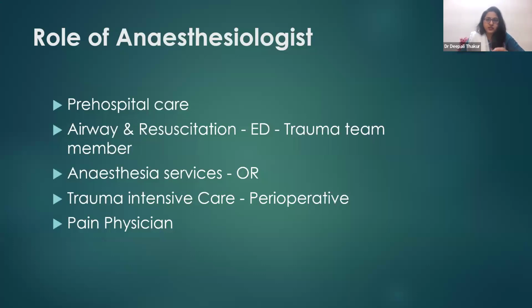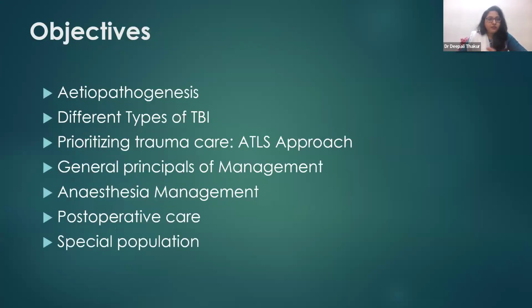The role of the anesthesiologist in these traumatic brain injuries can be actually varied. We can be involved in pre-hospital care and airway resuscitation as a trauma team member. We can give our anesthesia services within the operation theater or outside the OR whenever they are shifted to CT or MRI suites. And we can also be trauma intensive care specialists and pain physicians for these patients, because these are the patients who are going to require an extensive period of our care in a multidisciplinary manner.